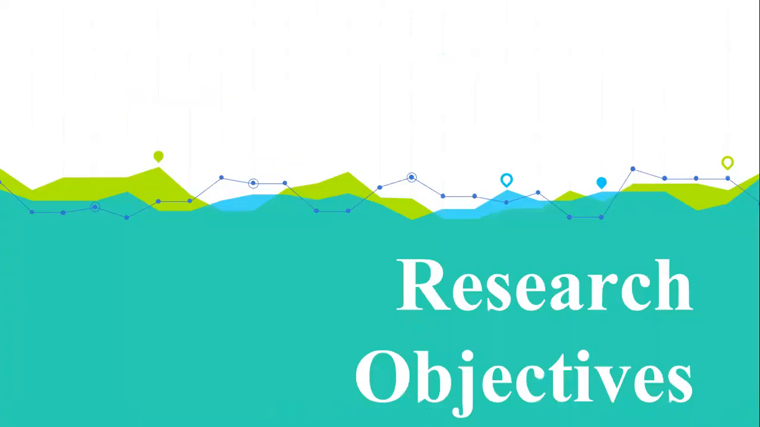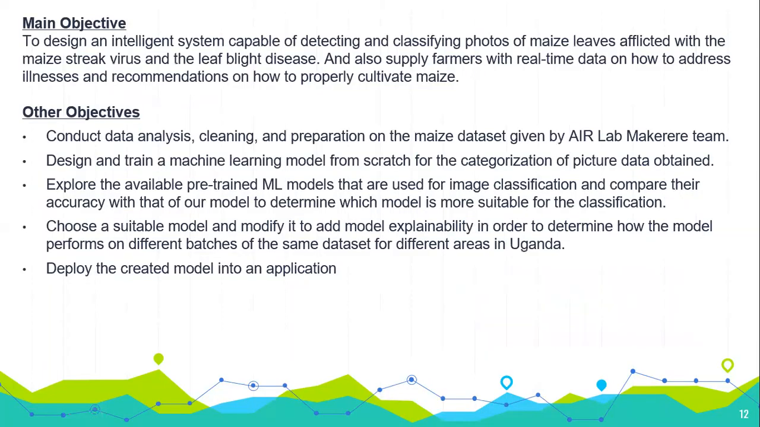Now, the research objectives. The main objective of this research is to design an intelligent system that is capable of not only detecting and classifying the affected maize leaves or maize plants, but also providing farmers with real-time data on how to solve these diseases. And also we shall supply farmers with recommendations on how to properly cultivate maize.